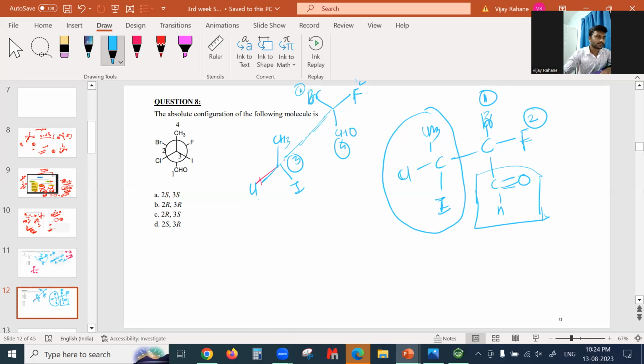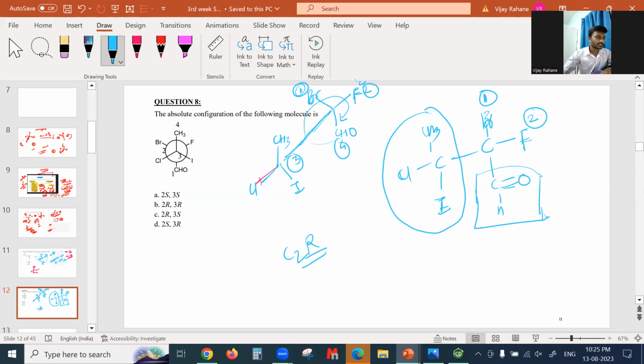Yeah, sorry, here's the fluorine. If you look from the top side, we can keep away the CHO group. In the comparison, bromine will be first, fluorine second, and the carbon atom which has the iodine, chlorine, and methyl group gets the third priority. If you see the rotation, it is clockwise, so it's R. So this is the C2 carbon, right?